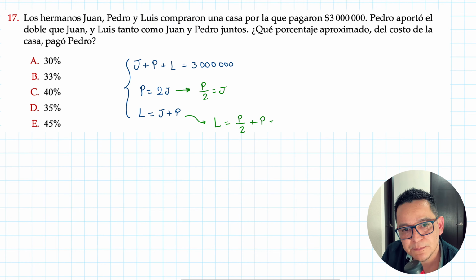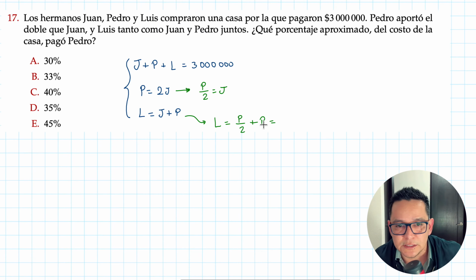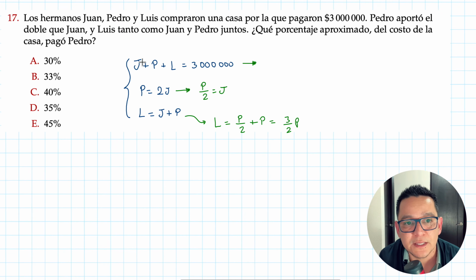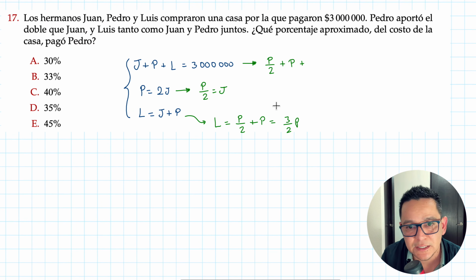And let me go ahead and add these fractions. If we have P plus P over 2, that would be the same as 3/2 of P, right? Because it's 1 whole plus 1/2. Now we have 3/2 of P. J and L are both in terms of P now, so we can move on to this part. Therefore, I would have J, which is P/2 plus P, which is still P, and plus L, which is 3/2 of P.